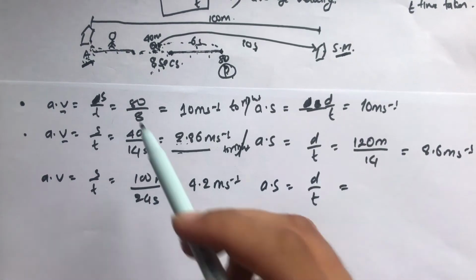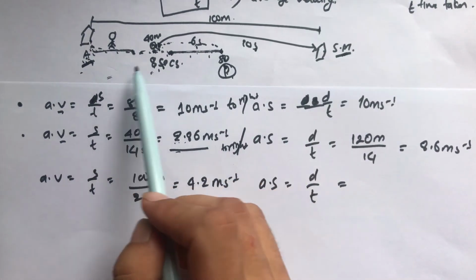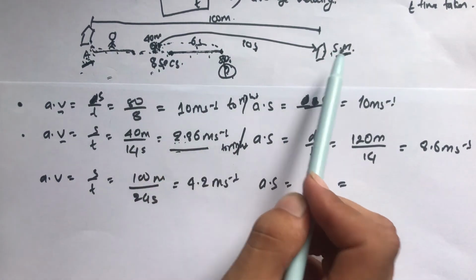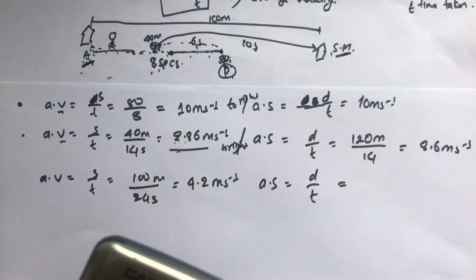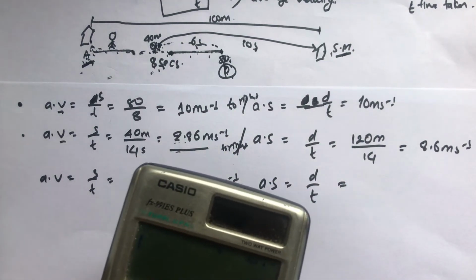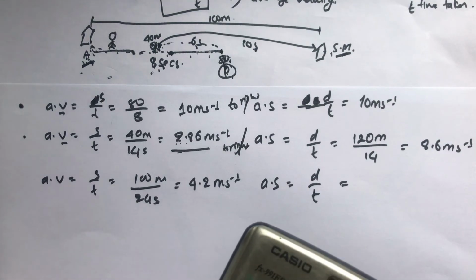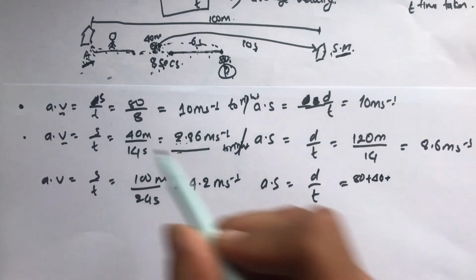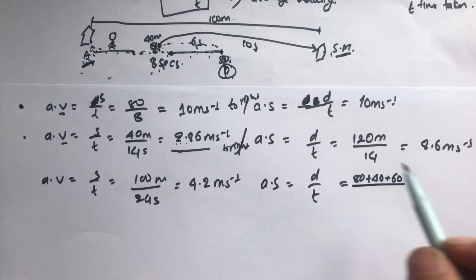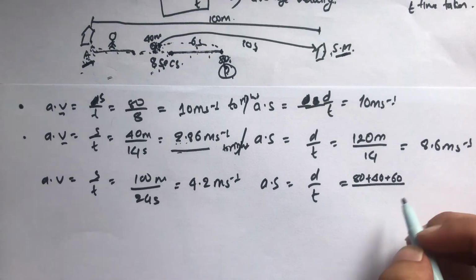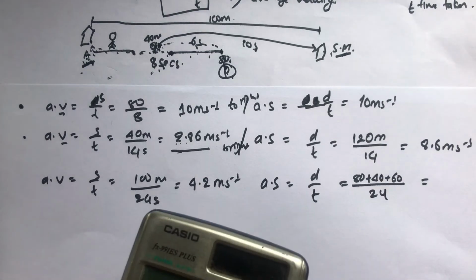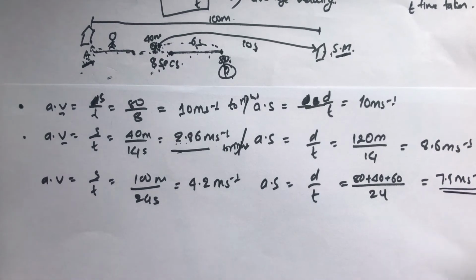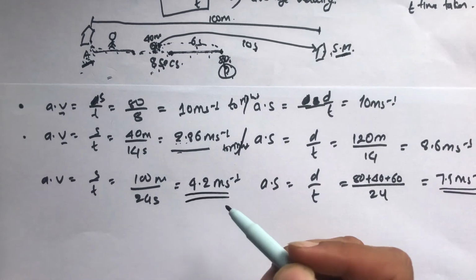So the total distance he traveled while moving from A to the shopping mall is 80 meters, then 40 meters back, and then from point Q to the shopping mall, which is 60 meters. So the total distance he will travel will be 80 plus 40 plus 60, and all divided by 24 seconds, which would give me 7.5 meters per second. So his average speed was higher than his average velocity.